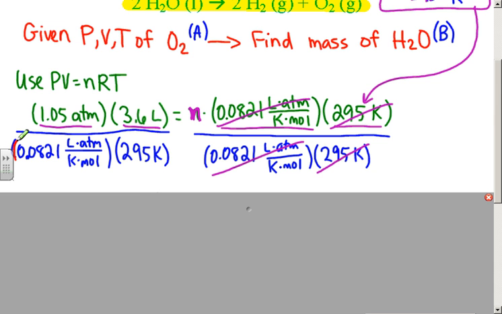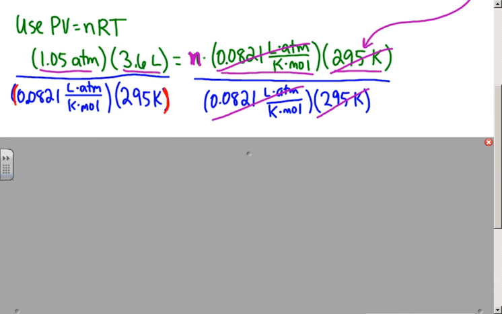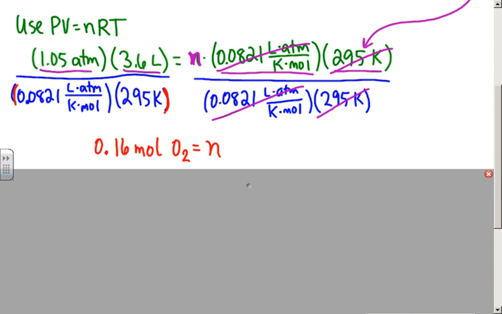If you put 0.0821 times 295 in the denominator, be sure and put parentheses around that. The other way would be to divide by each number individually. However you do your math, you get an answer of 0.16. The significant figures here, I'm limited to only 2 because that volume they gave me only had 2 sig figs. So I'm rounding it to 0.16.